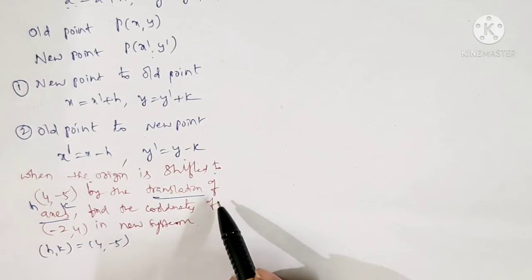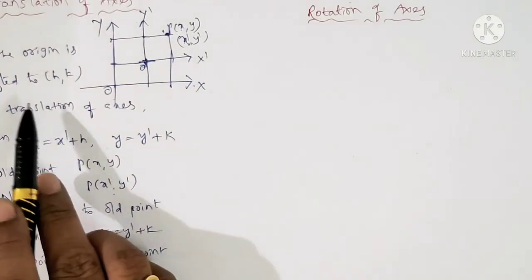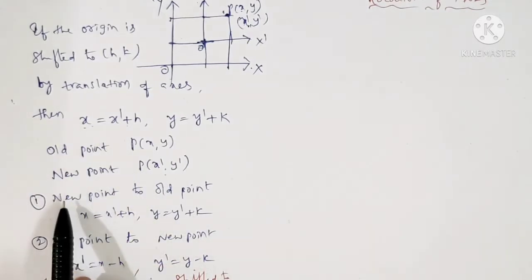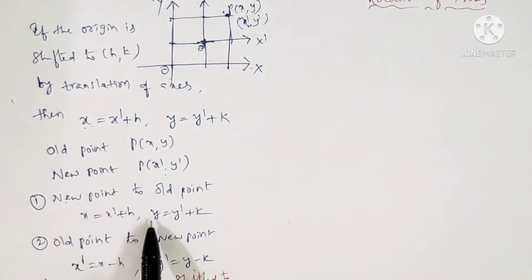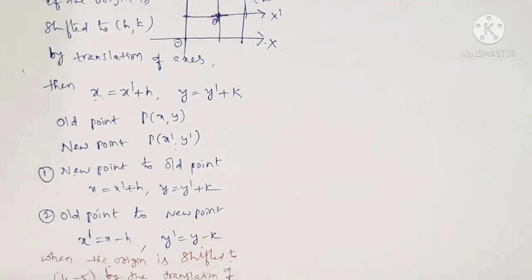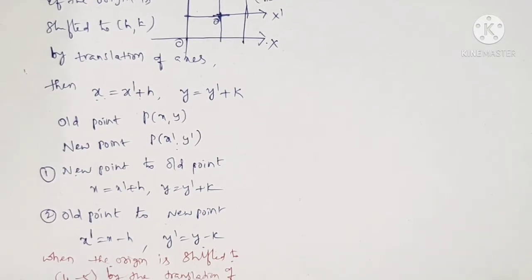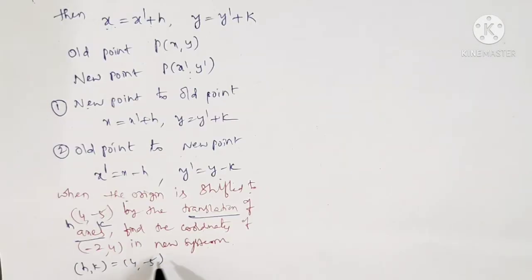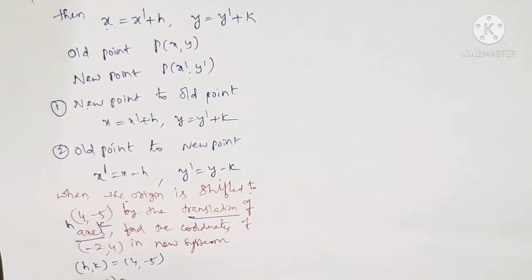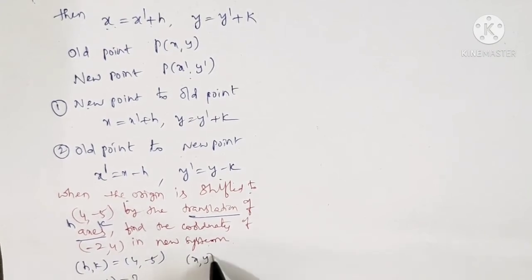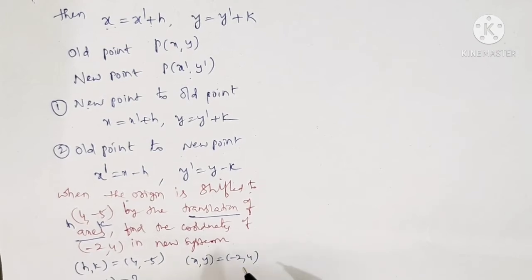By the translation of axis, if the origin is shifted to h comma k, then new point to old point means x is equal to x dash plus h, y is equal to y dash plus k. Old point to new point means x dash is equal to x minus h, y dash is equal to y minus k. Now they are asking for the required point in the new system. That means we have to find x dash comma y dash. New system means x dash comma y dash. And what is given? The old point, the point which is in the old system.